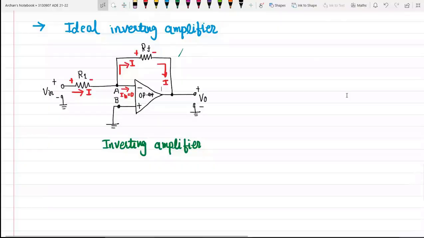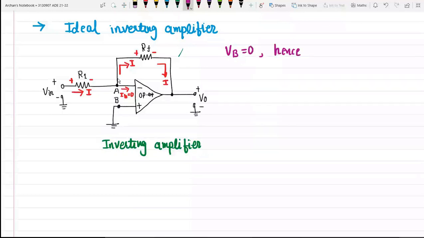See, the second assumption is the concept of virtual ground. As you can see, this terminal B is grounded, right? So what will happen according to the concept of virtual ground? We need to consider this terminal A is also grounded. So node B is grounded, hence node A is also at ground potential. What we need to assume is VB is equal to 0, hence VA will also be equal to 0.